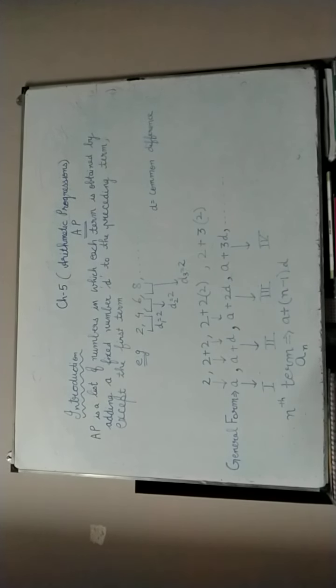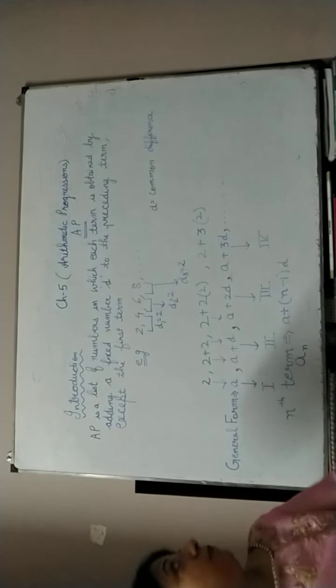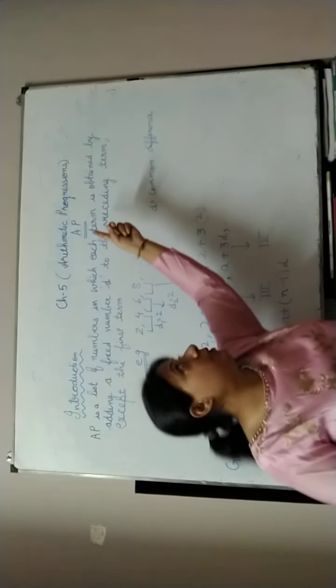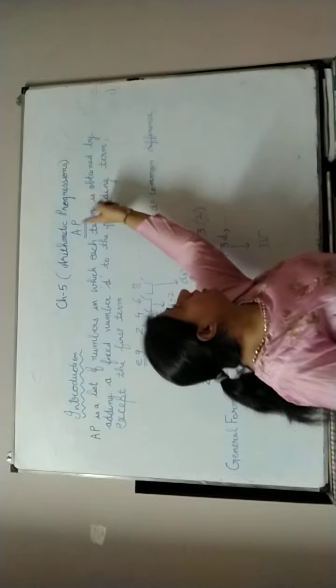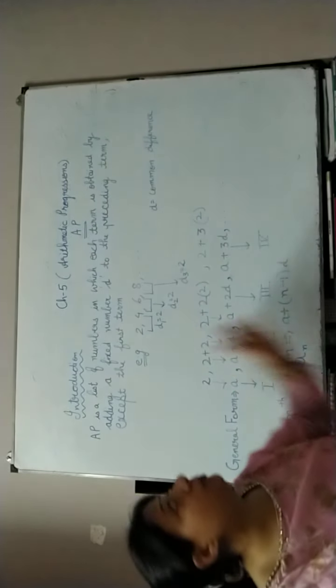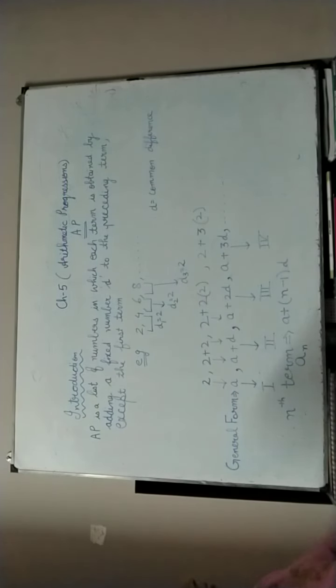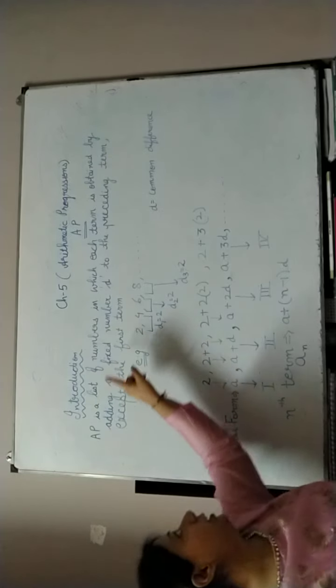Hello students, today we are going to start with chapter number 5, that is arithmetic progression, of your NCERT book. Arithmetic progression can be written as AP. Now what is the meaning of arithmetic progression? See, in the introduction I have written the definition.